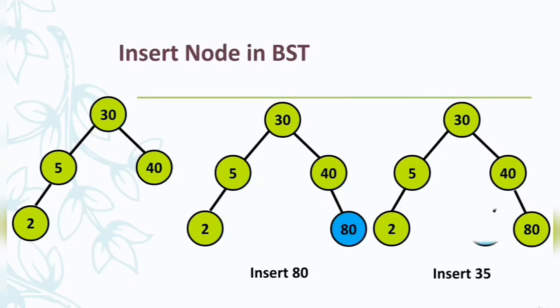Again, if we want to insert an element or a node 35, first remember this point. Whenever we want to insert a node, first we have to compare it with the root node. So first I will compare it with 30. As it is greater than 30, I will go to the right subtree. Again here I will compare it with 40. As in this case 35 is less than 40, it will go to the left part of 40. So this is how we can insert nodes in a BST.